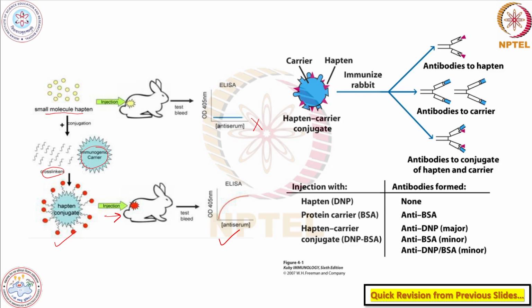So from this experiment we can see that hapten alone cannot induce an immune response, and when it is conjugated to a carrier molecule it can induce an immune response. So alone, hapten is non-immunogenic.